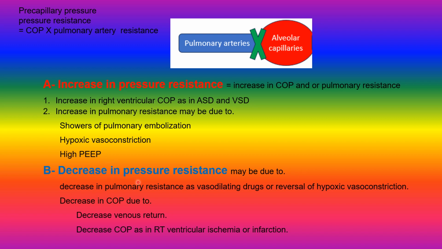But decrease in this pressure resistance may be due to either decrease in cardiac output or decrease in the pulmonary artery resistance. So decrease in the pulmonary resistance as with vasodilating drugs or reversal of hypoxic vasoconstriction. But decrease in the cardiac output may be due to decrease in the venous return or decrease in cardiac output as in right-sided ventricular ischemia or infarction.